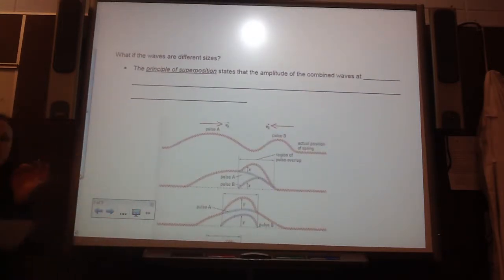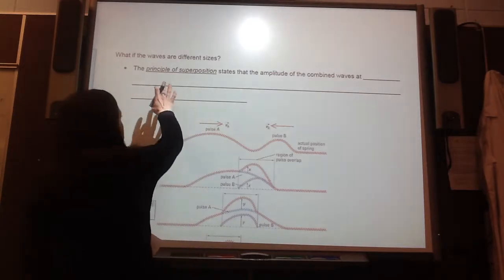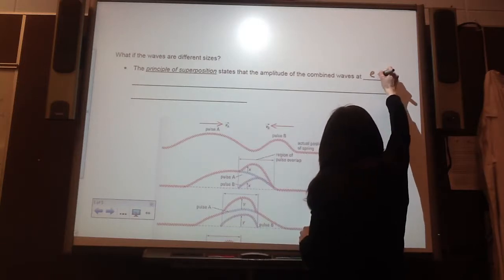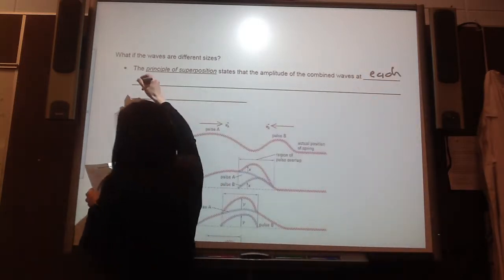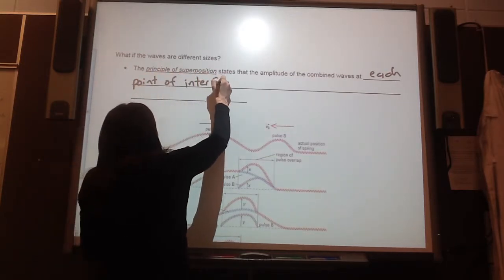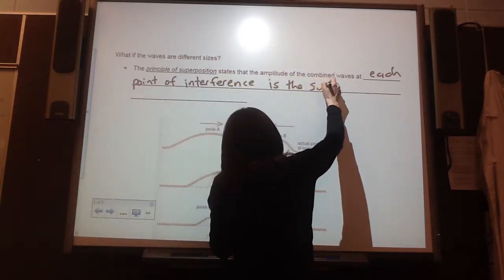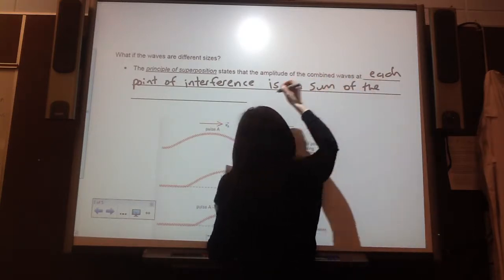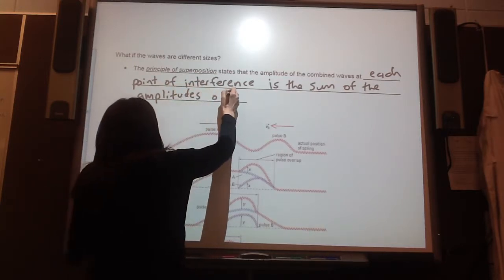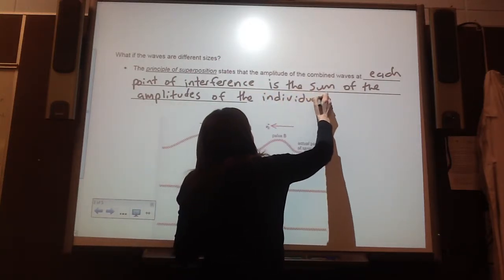Now, that example was when the waves were the exact same. What if the waves are different? Well, the principle of superposition states that the amplitude of the combined waves at each point of interference is the sum of the amplitudes of the individual waves.